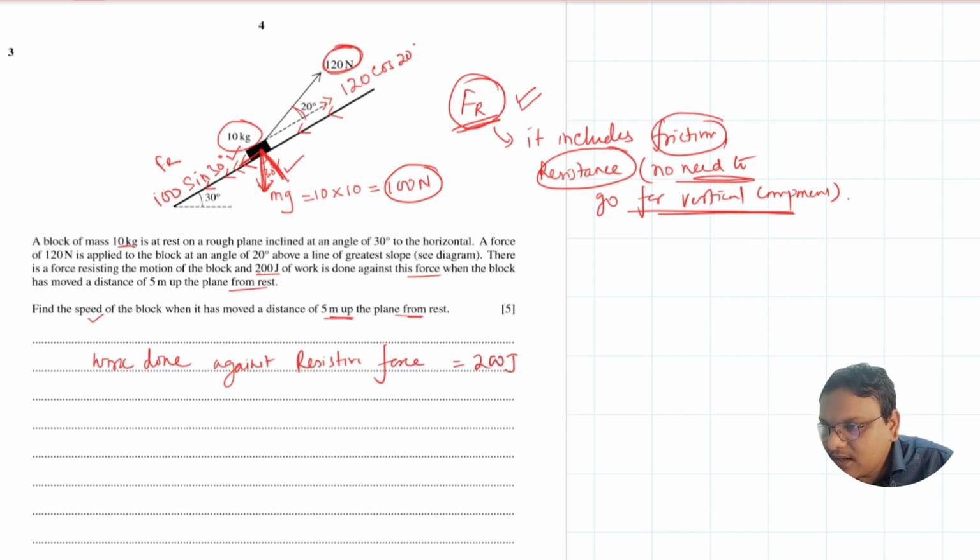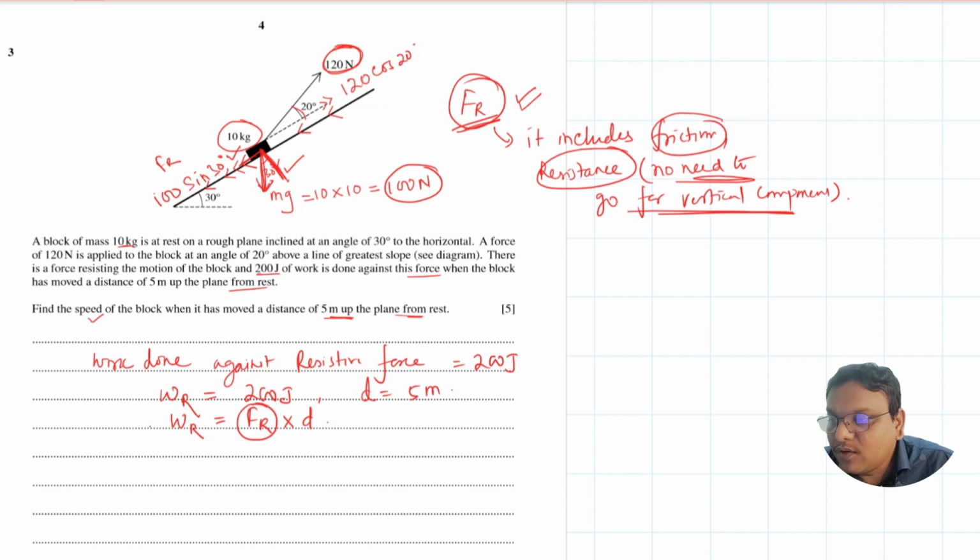Okay, what does it mean? That means I can write down that WR is given as 200 joule, right? And the distance is given as 5 meter, right? Now all of us know the formula: work done against a particular force is equal to force times distance. First we will try to find out what the resistive force is. We need to find that out.